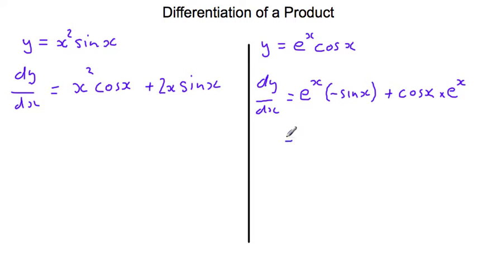Now we can tidy this up. I could take e to the x out as a common factor. And what's it multiplied by? Cos x minus sine x. And that completes the differential.